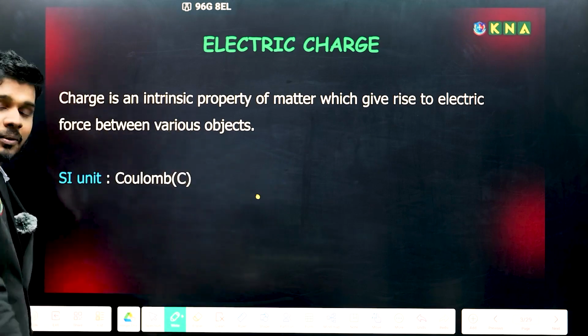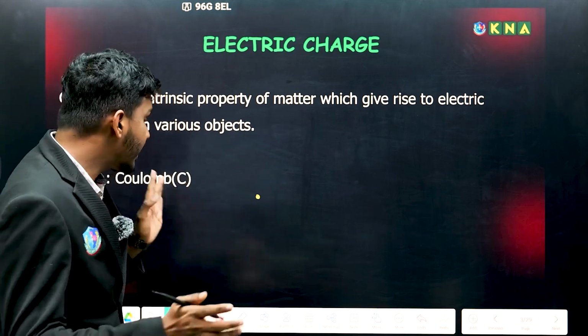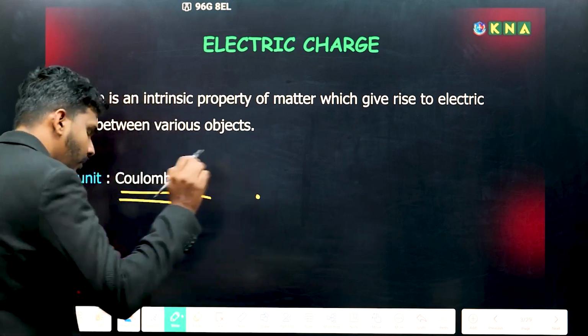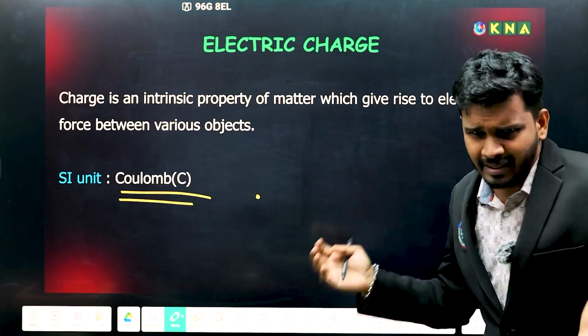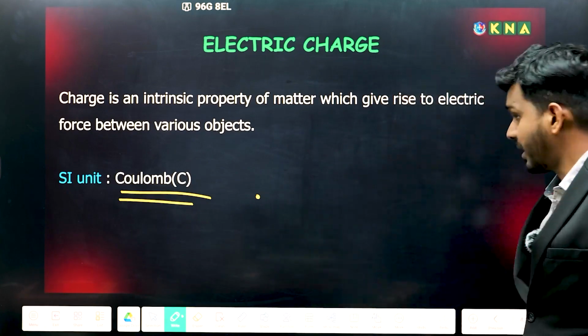What is the SI unit of electric charge? The SI unit of electric charge is the Coulomb. Okay, simple theory. That is electric charge.